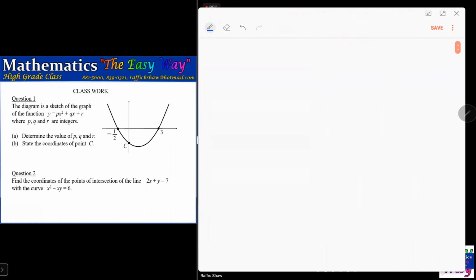In today's class, we'll be starting a new topic, which is functions. But I'm gonna go through this question that we did in the last class, which is a classwork.